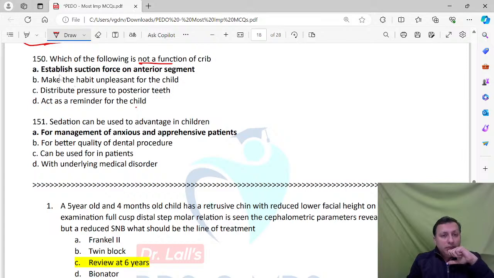So the crib does not establish any sort of suction on the anterior segment. Yes, it makes the habit unpleasant for the child, definitely. It distributes the pressure to the posterior teeth because the child will not be able to develop suction against the palate, and it acts as a reminder appliance. So we call it reminder therapy.